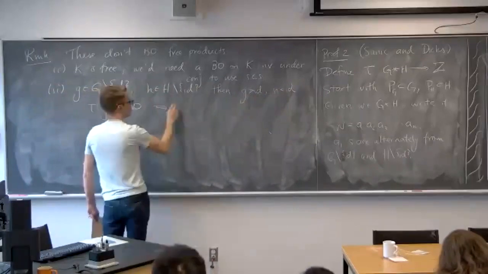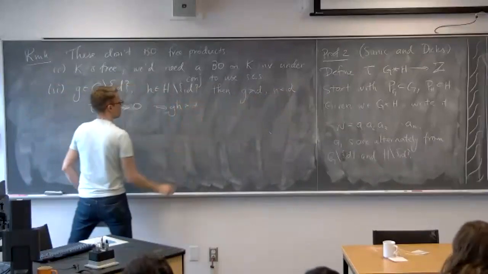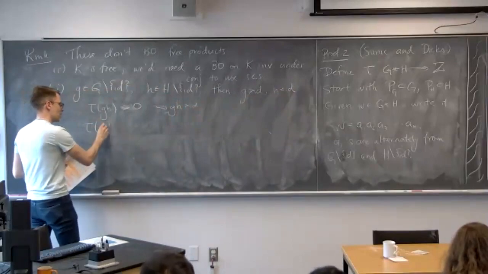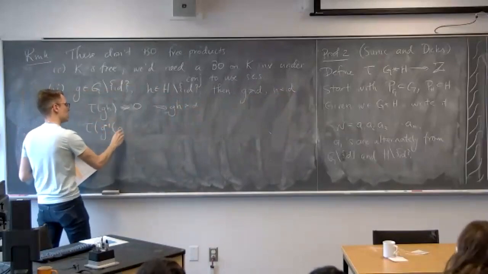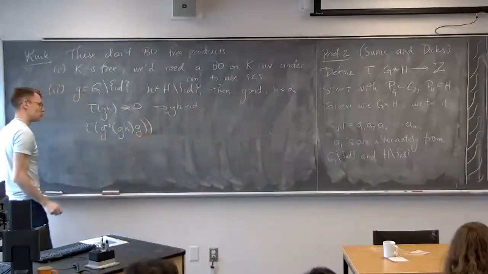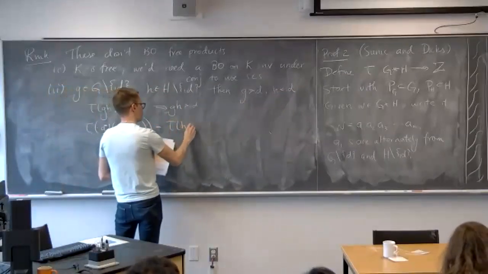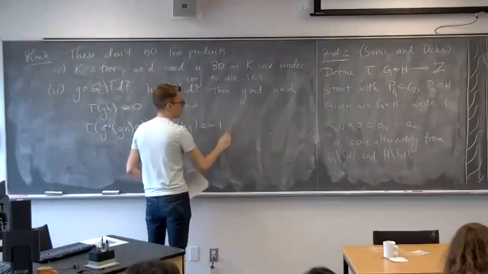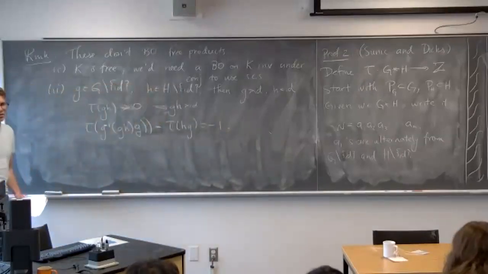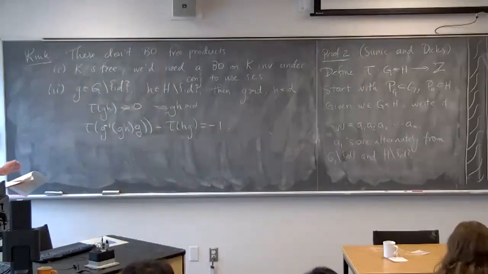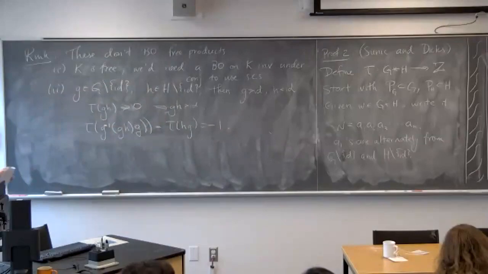Okay, so GH is greater than the identity. And then, if you compute tau of the conjugate of this, that's going to end up being tau of HG, which is -1. So I changed sign when I conjugated, and that's bad. So it's not a bi-order. This is all meant to justify the fact that I'm about to put you through something pretty difficult.